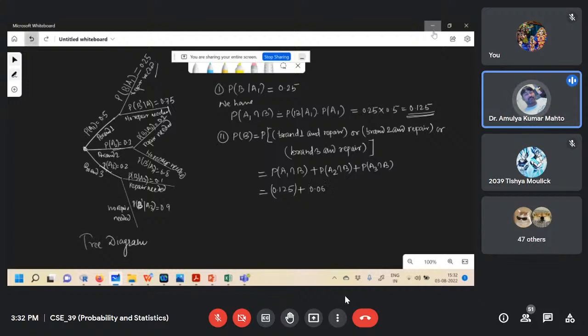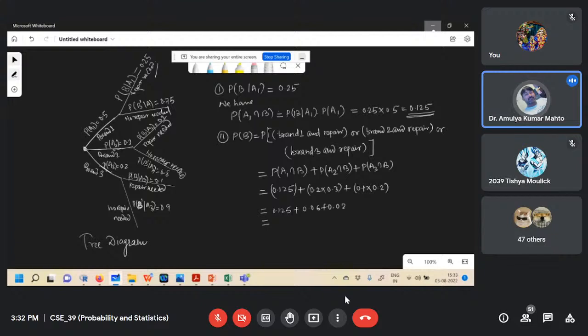Or should I write? Let me write once. So this is 0.2 into 0.3 plus this is 0.1 into 0.2, this one and this one. So 0.1 into 0.2. You can calculate this value as 0.125 plus this is 0.06 plus 0.02. You can add them all.